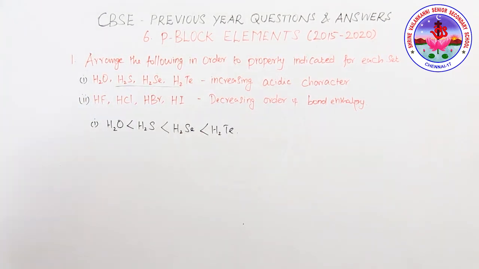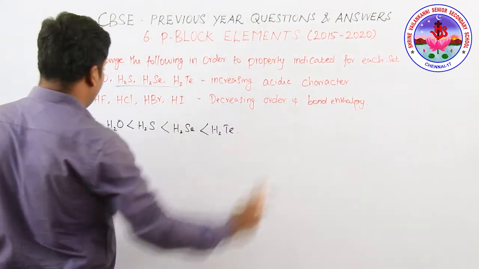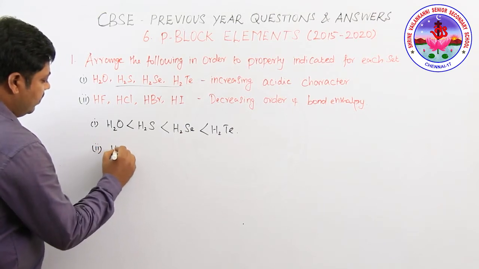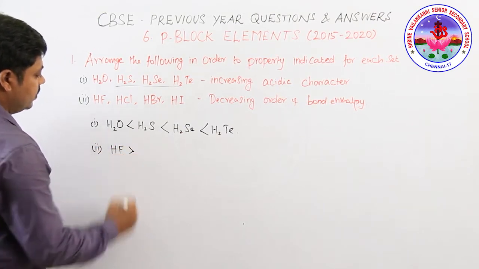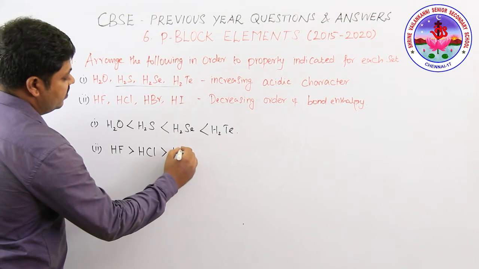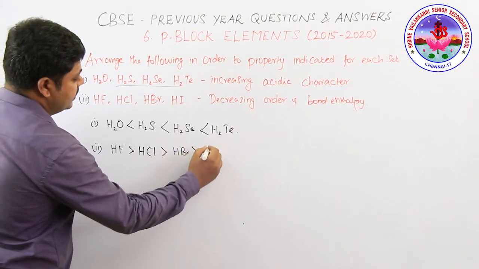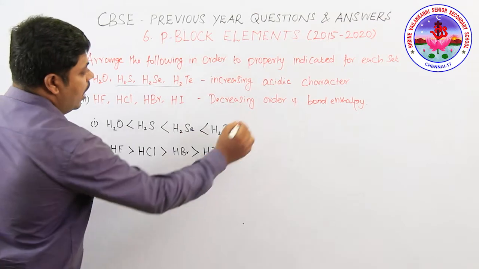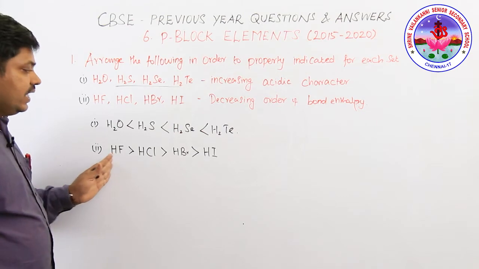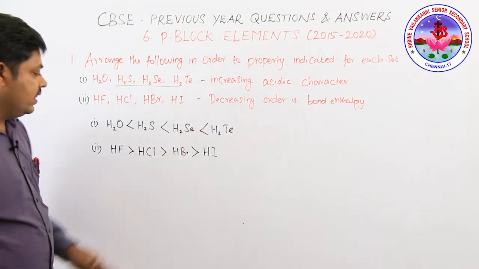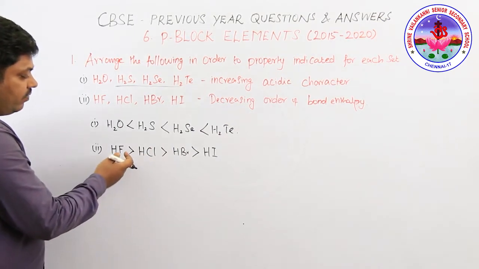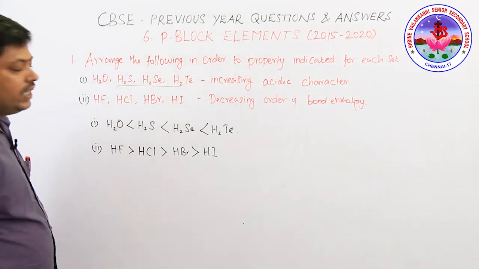Decreasing order of the bond enthalpy. So the second question answer is HF is greater than HCl is greater than HBr is greater than HI. So this is the decreasing order of the bond enthalpy. In case of increasing order of bond enthalpy, you have to write just the opposite: change the sign, where it is greater than, you have to use less than.